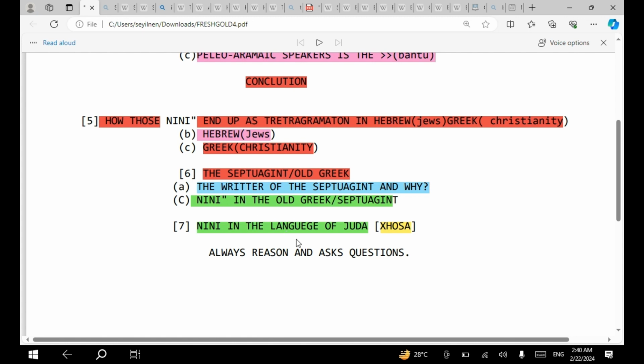Nini in the language of Judah, which is the word Ezekosa. The Ezekosa are the remnants of Judah that are in southern Africa. You know, Judah are coming home. You are not the only one. The whole of the diaspora brothers are coming home. All of them.